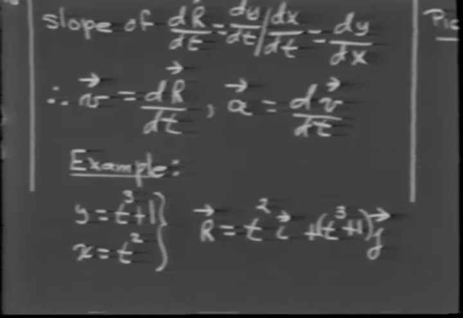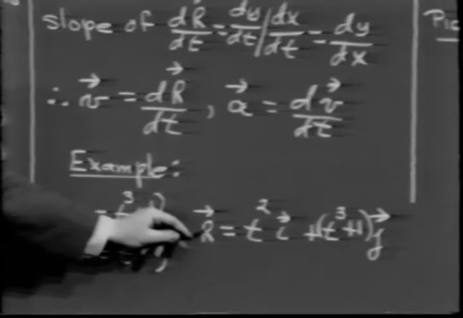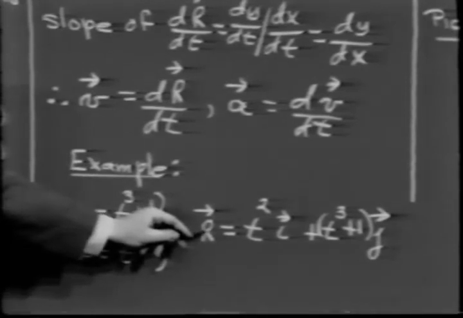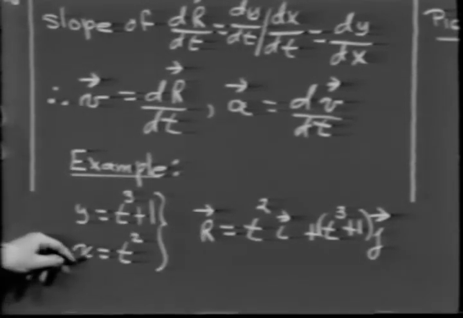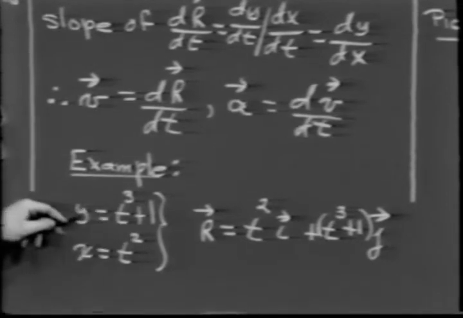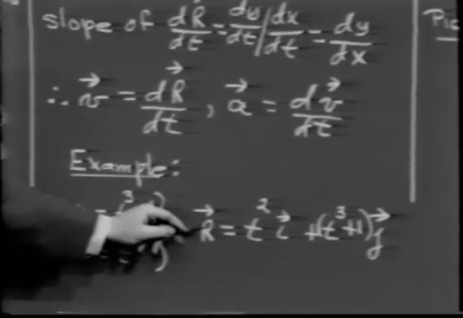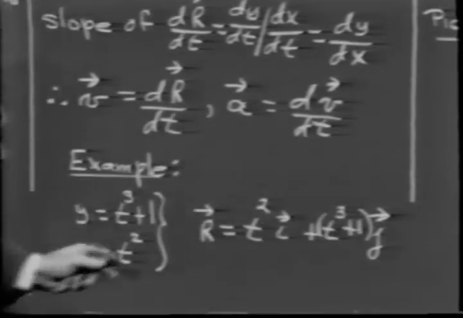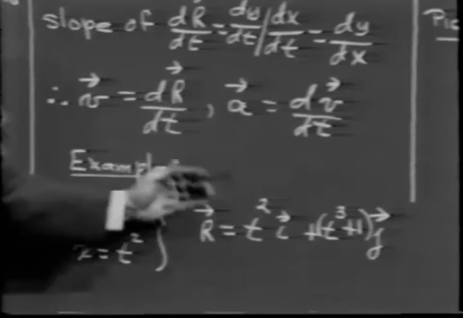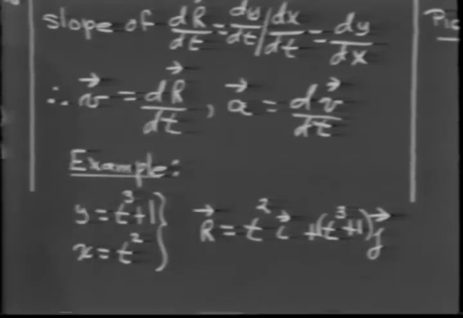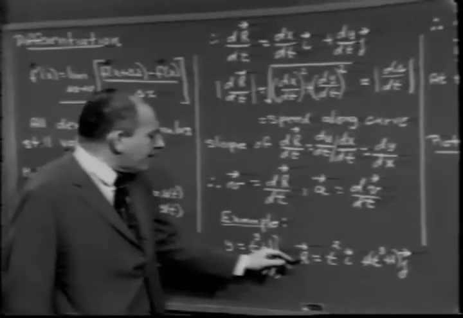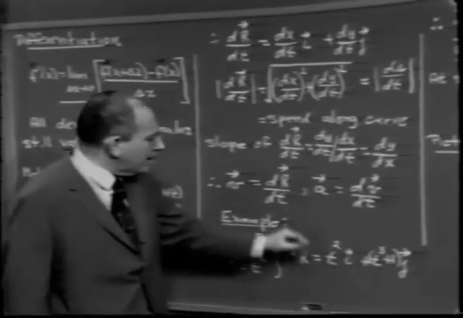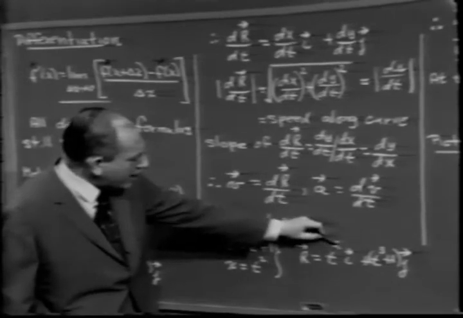Notice that to understand this problem, one does not need vectors. But if one knows vectors, one introduces the radius vector r. What is the radius vector? Its i component is the value of x, and its j component is the value of y. So the radius vector r is t squared i plus (t cubed plus 1) j. Now, by these results, I can very quickly compute both the velocity and the acceleration of my particle at any time. Namely, to find the velocity, I just differentiate this with respect to t.